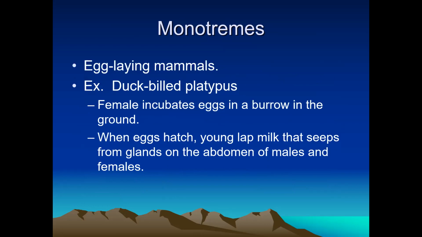The duck-billed platypus, the female incubates eggs in a burrow in the ground, and when the eggs hatch, the young is not yet fully developed, and they're going to lap milk that seeps from glands on the abdomen. Both males and females produce milk in this particular group. Both have functioning mammary glands.